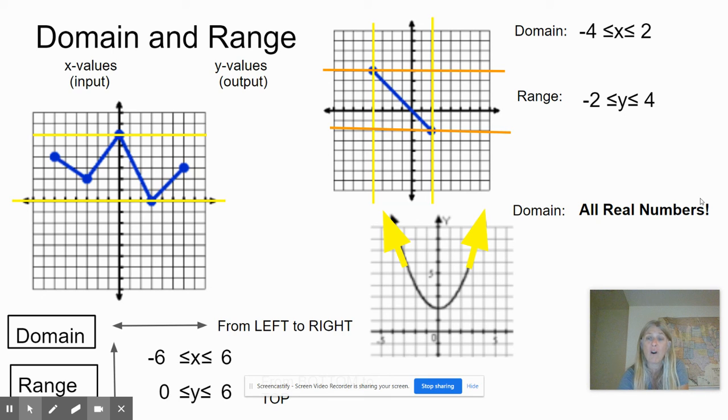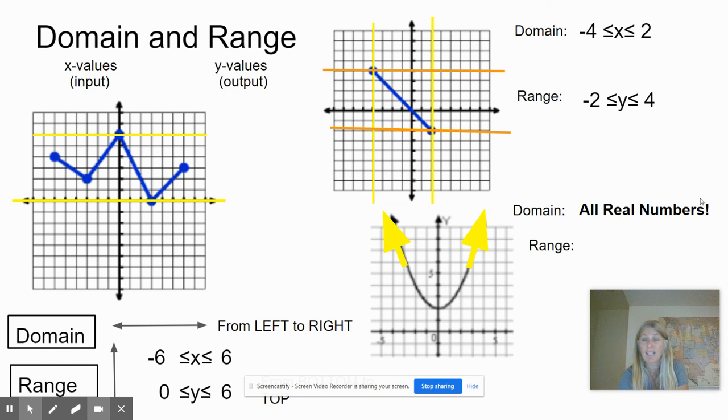The most common place you'll see this is a regular line with arrows on both sides. That has a domain of all real numbers because there's an arrow going to the left and an arrow going to the right. We're going to go ahead and look at our range. Now, our range in this case, remember, we're looking from bottom to top. Now, if we had an arrow going down and an arrow going up, it would be all real numbers.